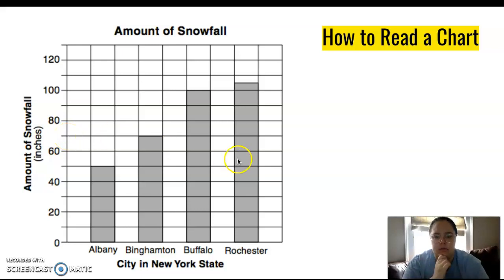All right, now Rochester is a little bit trickier because it's in between two of these numbers. So if this is in between 100 and 110, go ahead and think in your head right now, what number is right in between 100 and 110? So 100, 110, what comes right in between? It's got to be counting by fives, right? So that would be 105 inches.